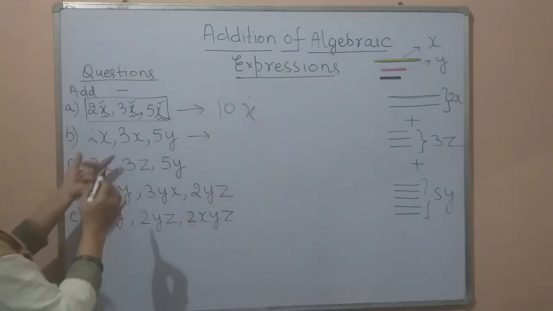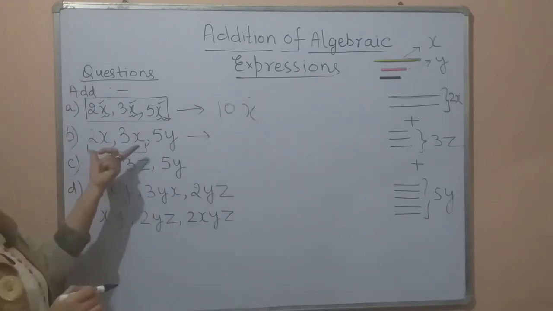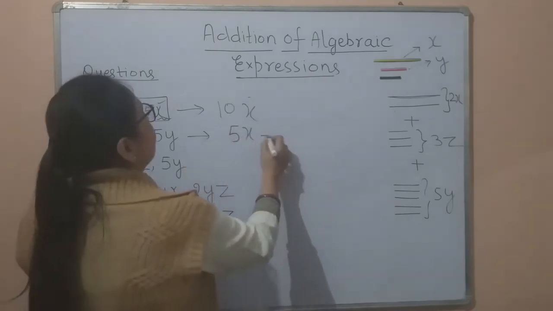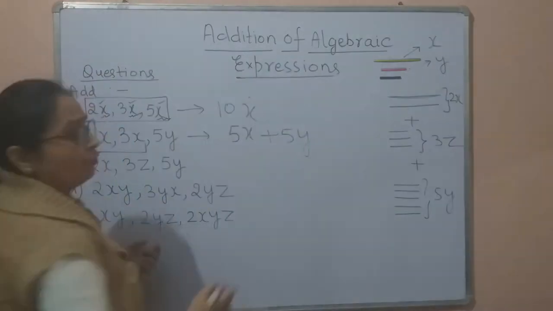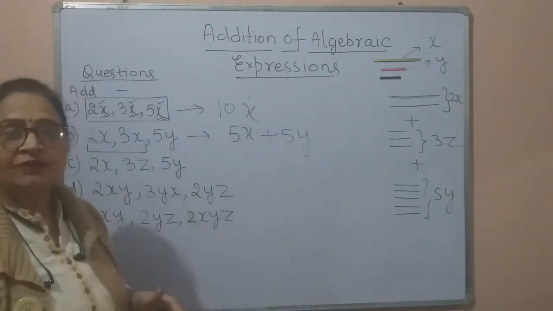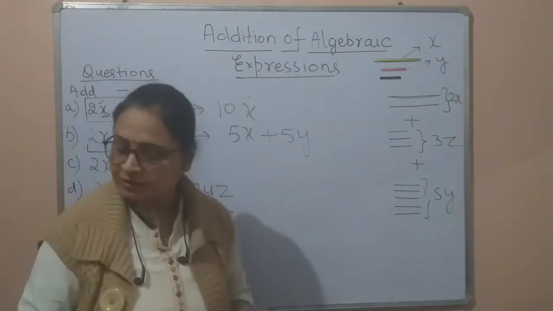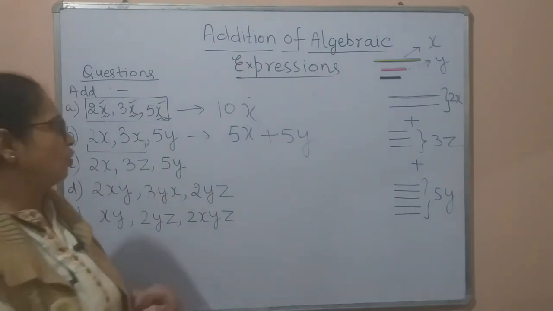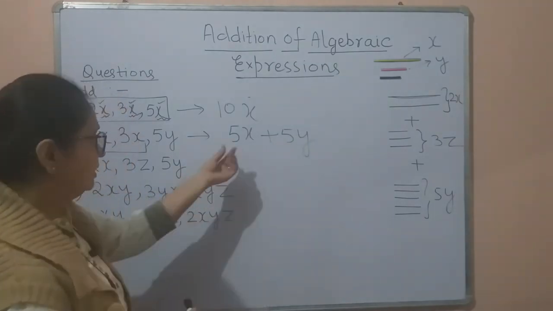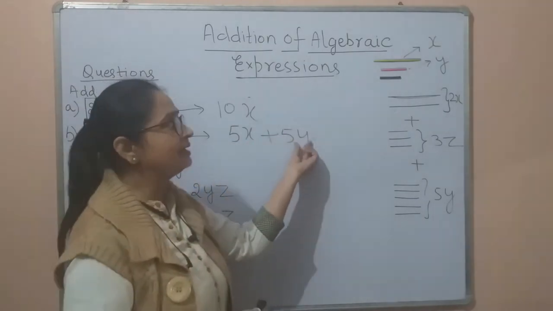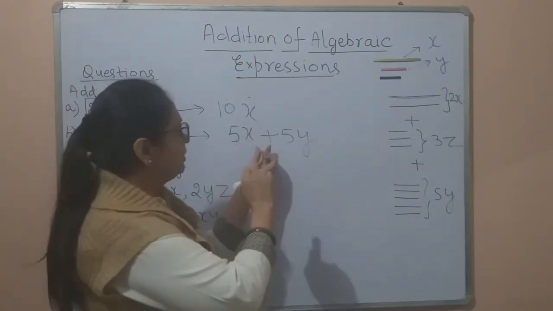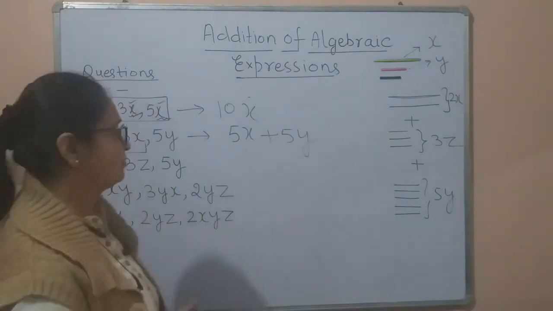In the second case, 2x plus 3x can be added, so that becomes 5x plus 5y. So we have understood that only if they are like terms can we add them. If they are unlike terms, they cannot be added together. This and this we cannot add together because this is x and this is y. X means yellow strips, 5 yellow strips added to 5 pink strips.